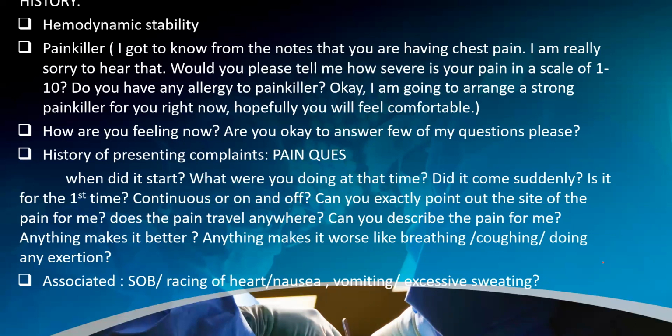Now, a lot of you will say, I will ask my nurse to give it to you, or you will talk to the examiner, saying, examiner, I would like to give painkiller to the patient. No need, guys. Just say that you would like to arrange a strong painkiller for the patient. That's all. Once you have done that, make sure the patient is vitally stable. Say, John, because you are having chest pain, I would like to make sure that you are vitally stable before I ask you any more questions. Is that okay with you? In the online exam, that's all you will do, and then you will start asking questions.